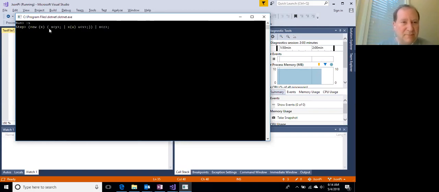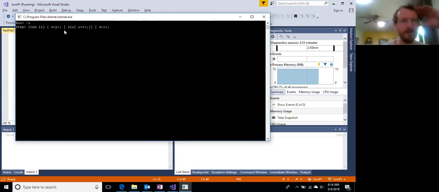So what this example is showing, this looks like the same example as before, except the new X is contained in the first two processes there.